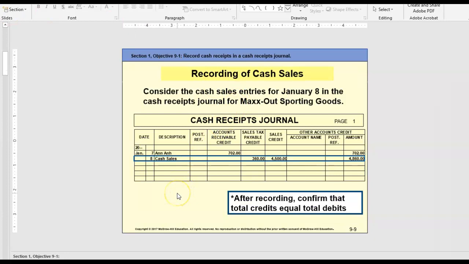So let's look at a cash sale here. For example, Max Out Sporting Goods received cash, a cash sale. Notice you have the total amount of the sale and the sales credit. You have the tax and the tax payable for the entire purchase. And then you have the purchases over here, $4,860. Other accounts credit.